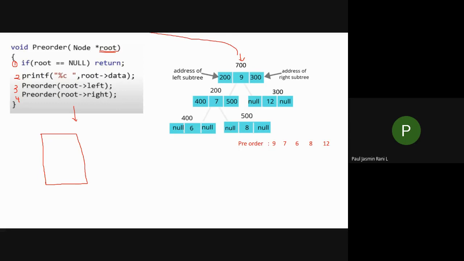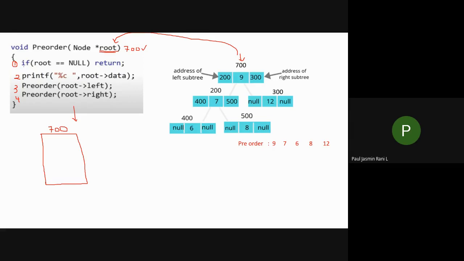Now I'm going to pass 700 over here. So what is the value of root? The value of root is 700. So after passing this, at present my root address is 700. I have executed this statement, so it enters into the function.